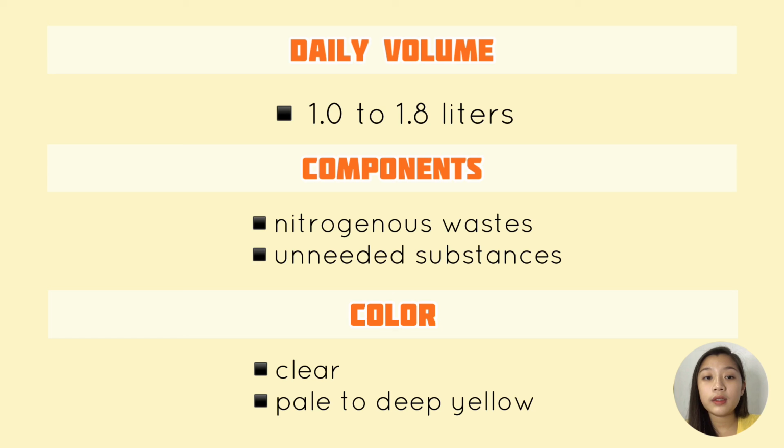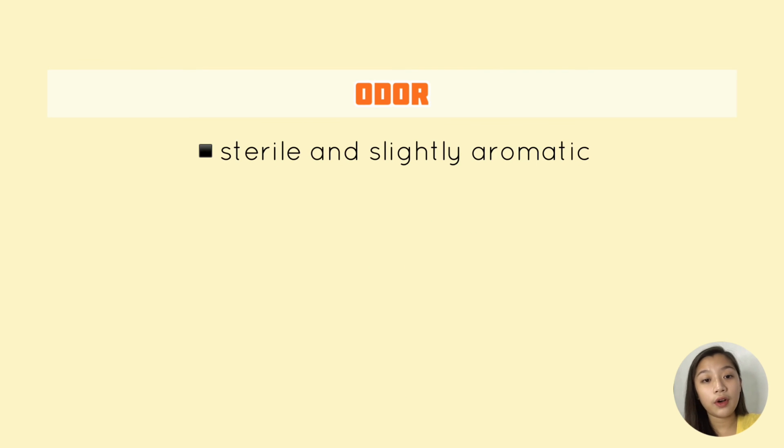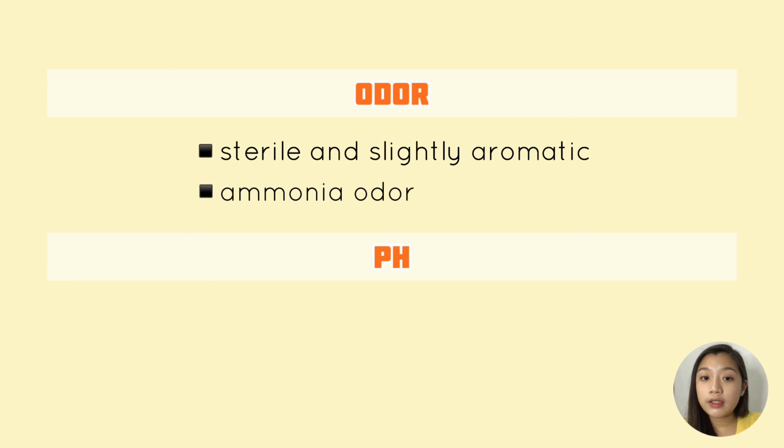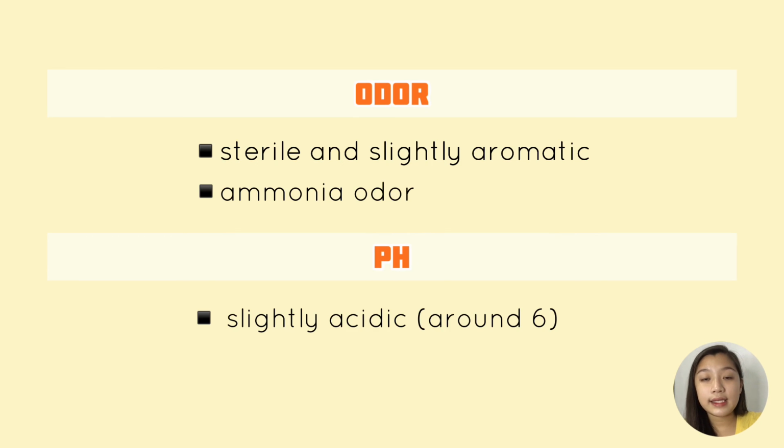The fourth one is the odor. When formed, urine is sterile and slightly aromatic, but if allowed to stand, it takes on an ammonia odor caused by the action of bacteria on the urine solutes. And the last one is the pH. Urine pH is usually slightly acidic, around 6, but changes in body metabolism and certain foods may cause it to be much more acidic or basic.